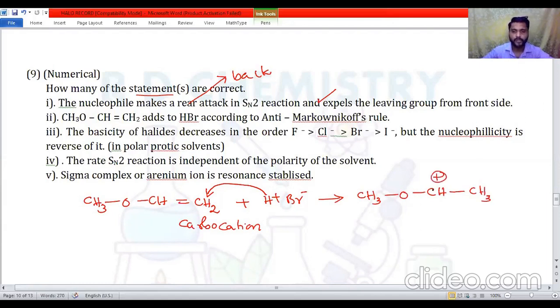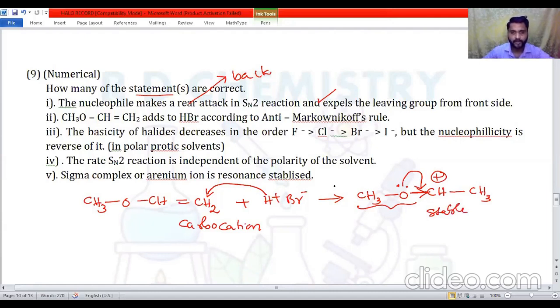This is the carbocation. This carbocation is stabilized by providing electrons from the electron donating group. OCH3 is an electron donating group, or also the lone pair can be involved here to give electrons. So this is actually stable.